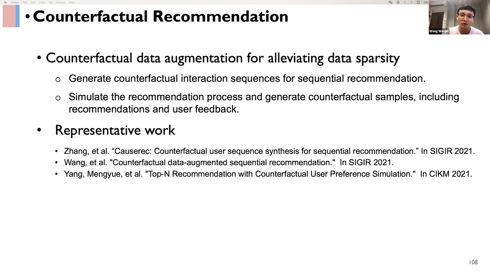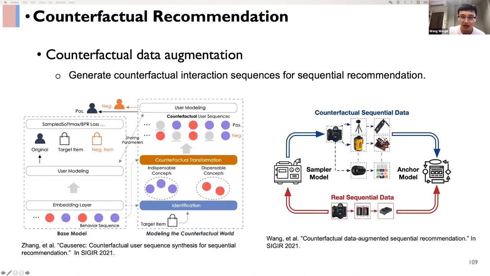One is based on sequential recommendation. The observed user interaction sequence over time serves as the factual samples, and they will generate some counterfactual interaction sequences based on some assumptions. And then these augmented counterfactual samples and the factual samples are used to enhance the sequential recommendation. The second category is to simulate the recommendation process, and it's not restricted to sequential recommendation. They will simulate the recommendation process and generate some counterfactual samples, including both the items recommended by the model and the simulated user feedback. Yeah, I will introduce these one by one.